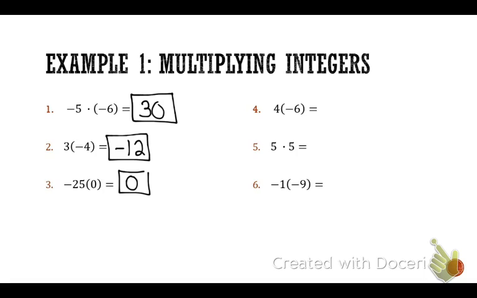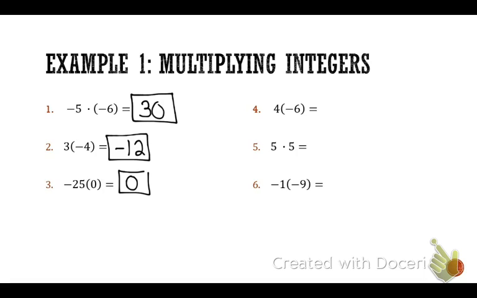Now I want you to try numbers 4, 5, and 6. So we're using our even-odd rule to figure out what the sign of our answer is supposed to be. I'll give you just a couple seconds. We'll pause here real quick.